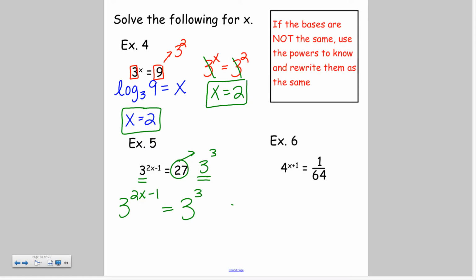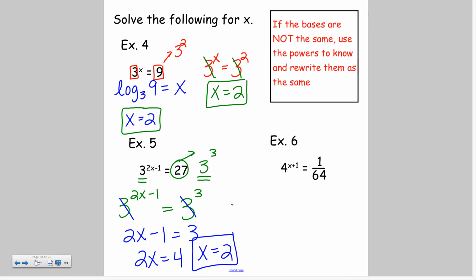So now I can drop my base and set my exponents equal to each other. Add the 1 to the other side and divide by 2, so x is equal to 2.